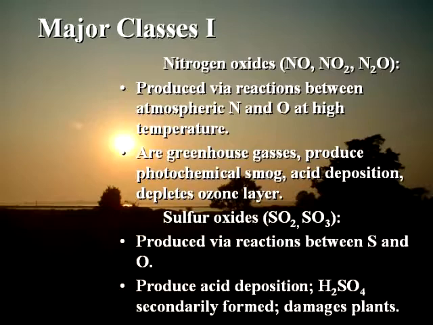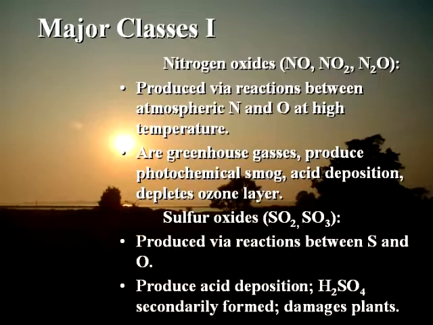It can also lead to acid deposition when nitrogen oxide compounds form nitrogen acid compounds like nitric acid, for example. Sulfur oxides are another class of air pollutants, including sulfur dioxide and sulfur trioxide. And these are produced via reactions between sulfur and oxygen. And they are involved in the manufacture in the atmosphere of substances like sulfuric acid, H2SO4. When water molecules come into contact with sulfur oxides, sulfuric acid droplets can form. And this leads to acid deposition on the landscape.